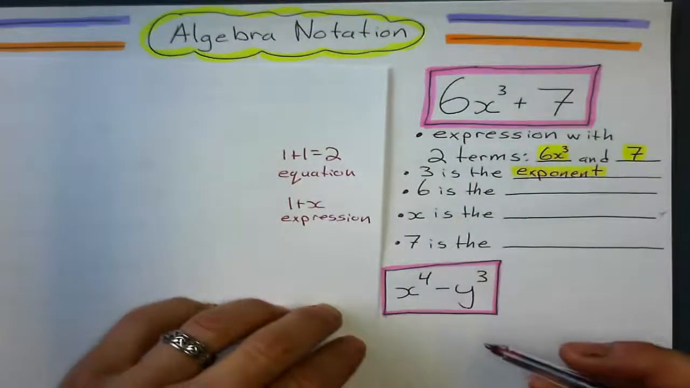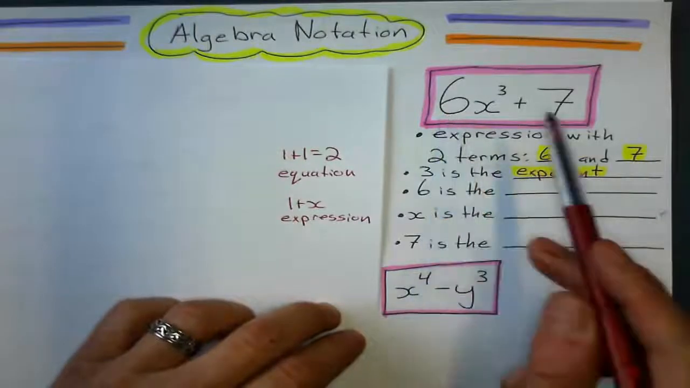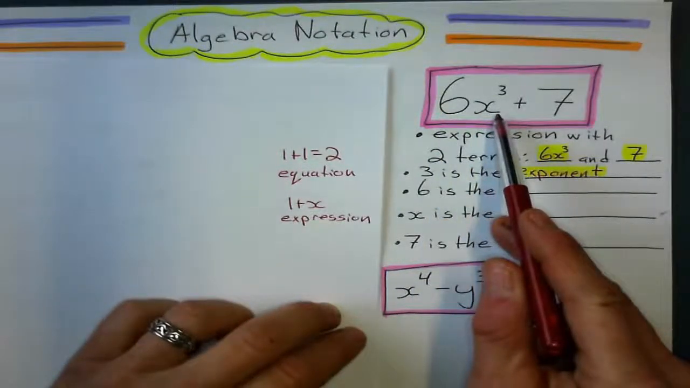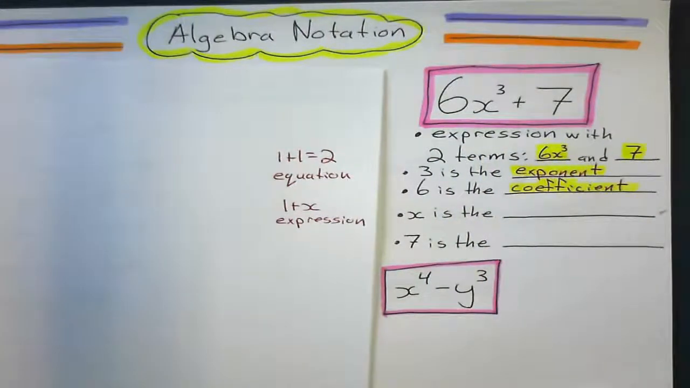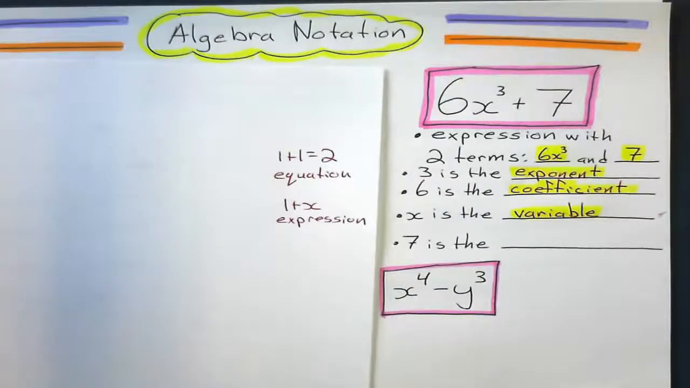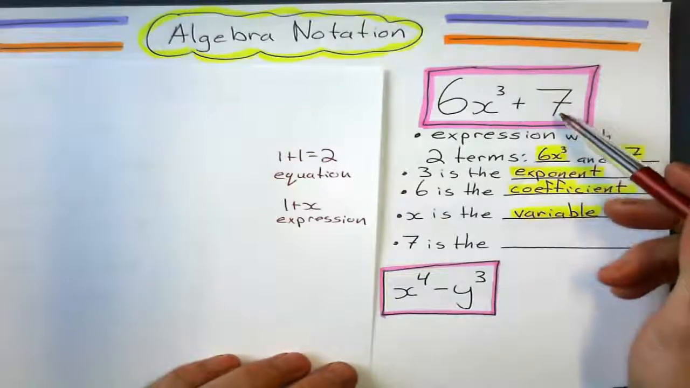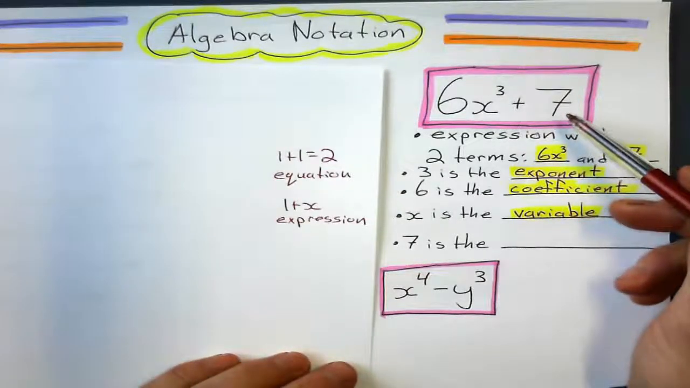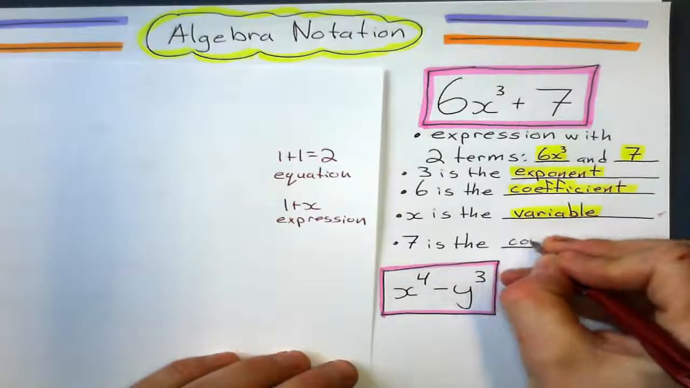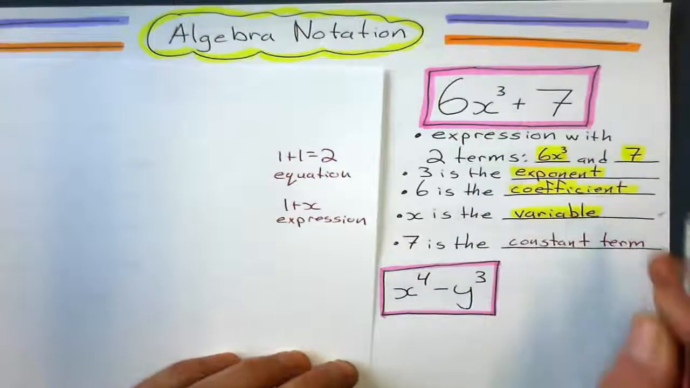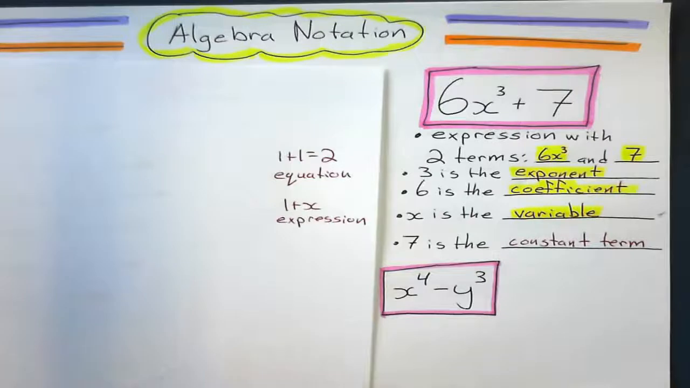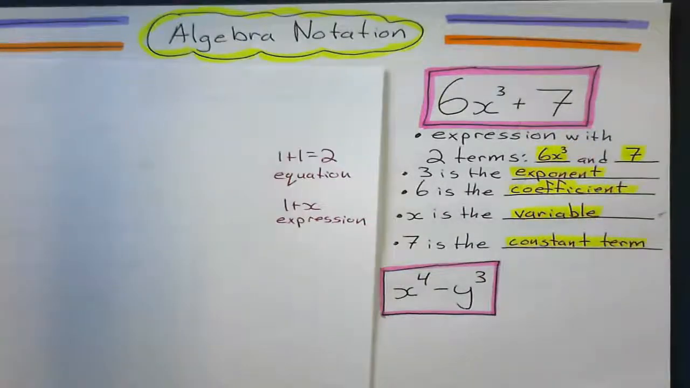6 is what's referred to as the coefficient. The coefficient is the number that is multiplying, next to the variable. So 6 is the coefficient. X, of course, any letter that represents a value in algebra is referred to as the variable. And finally, when we think about a number that doesn't have a variable attached to it, that's referred to as a constant term. 7 is a constant term. 7 will always be 7. It doesn't have any variable attached to it.